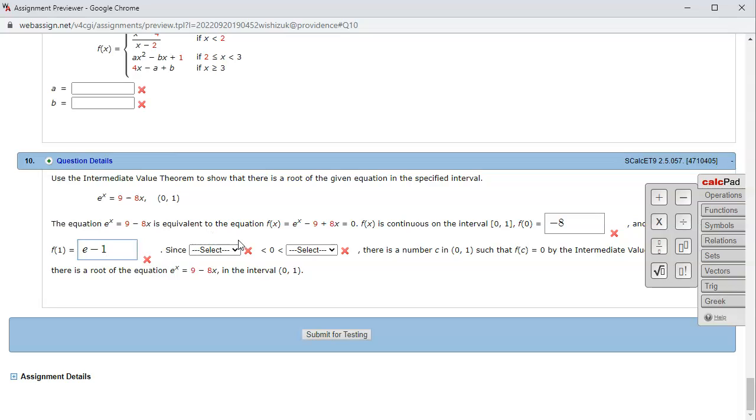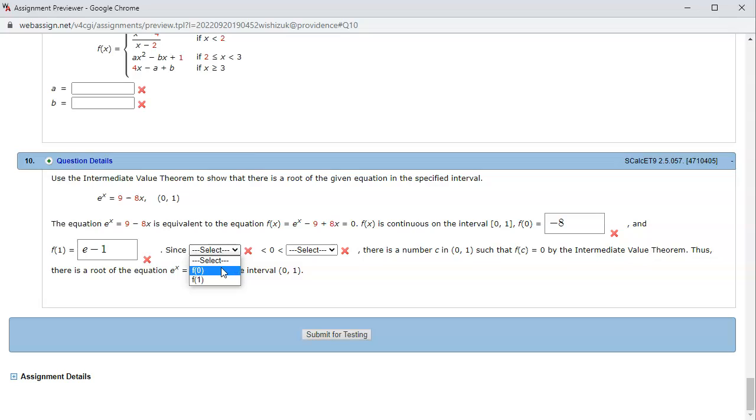Since f of 0 is negative 8, it's smaller than 0. And e is about 2.7, so 2.7 minus 1 is definitely a positive quantity. So f of 1 is positive. So we can take n in the intermediate value theorem to be 0.